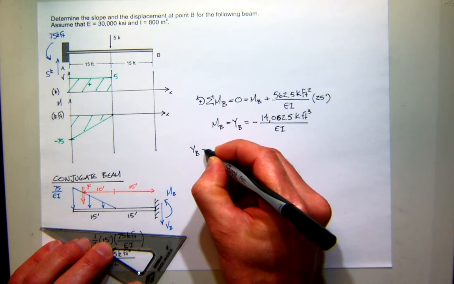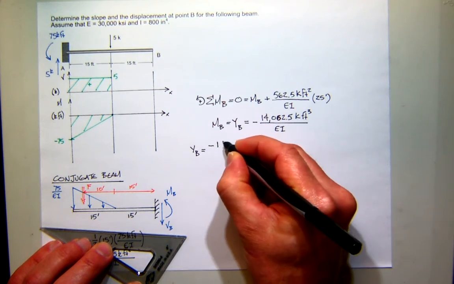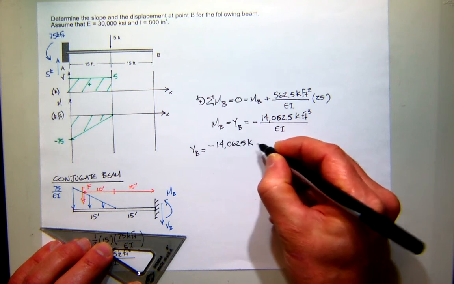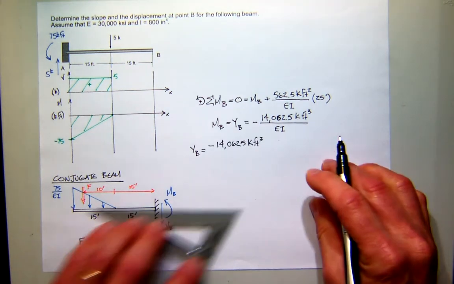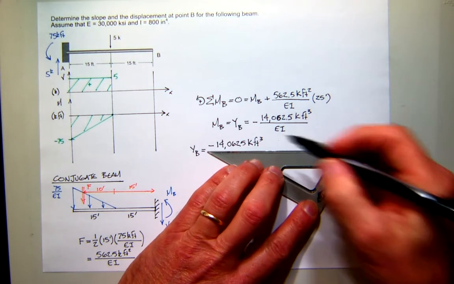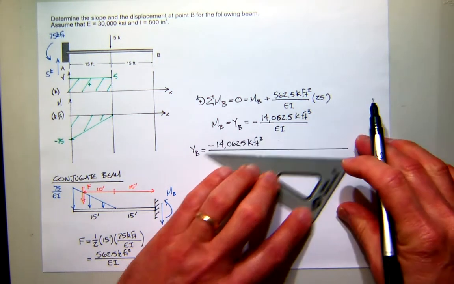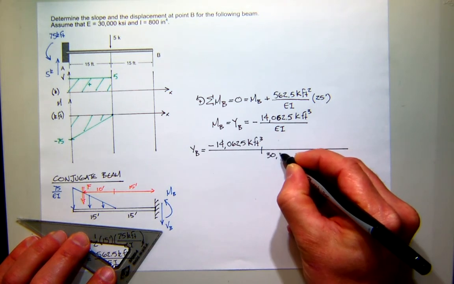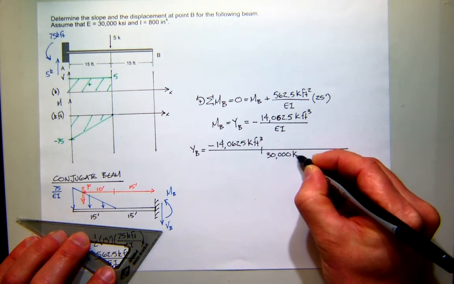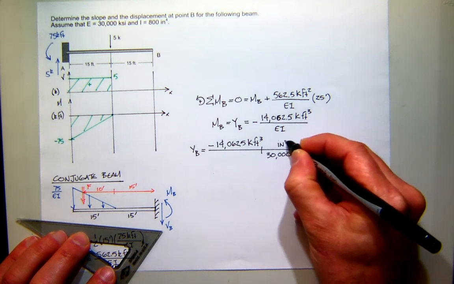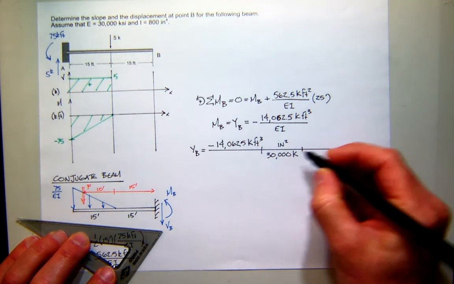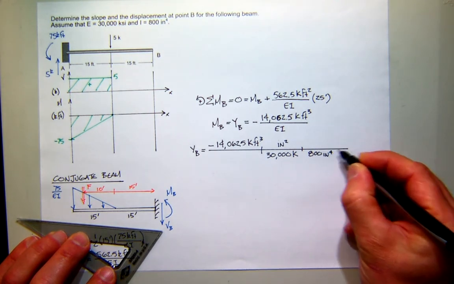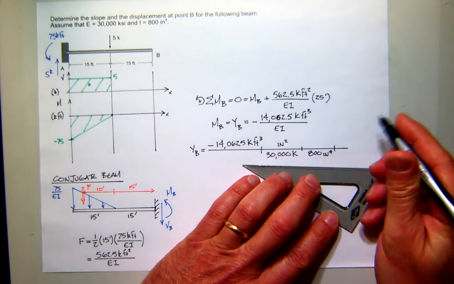So the displacement at B is going to be minus 14,062.5 kip feet cubed. I like to do this. You guys may have seen this technique before. I think it helps you keep up with the units. So there's the first term, and then E becomes 30,000 kips per square inch, so the square inch comes up like that. And then the I term is 800 inches to the fourth. And then the last term is what? It's a conversion term, right?